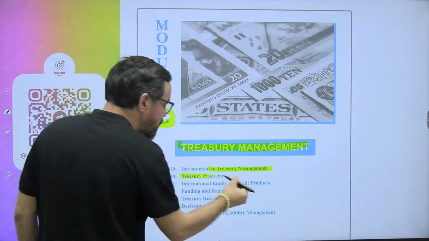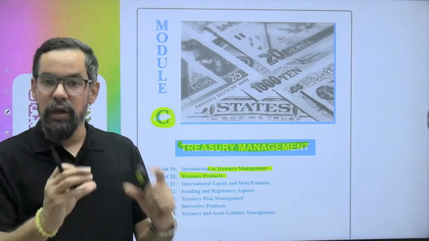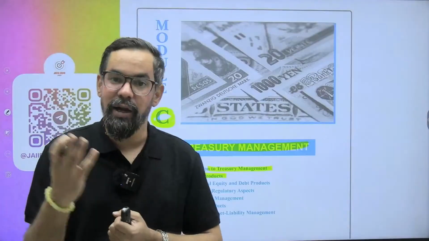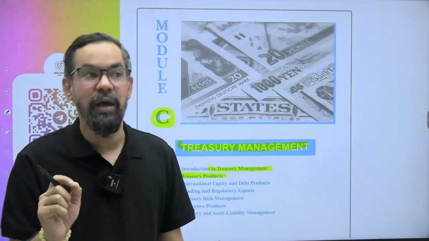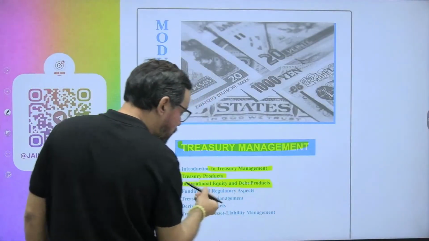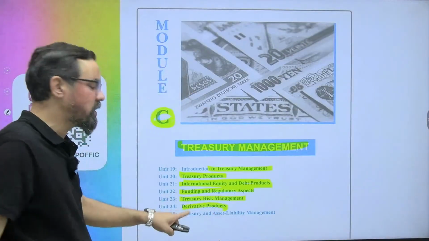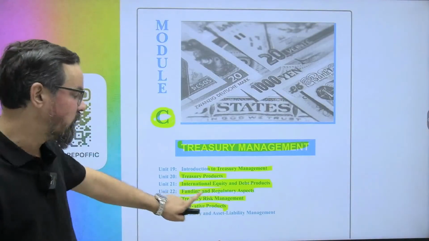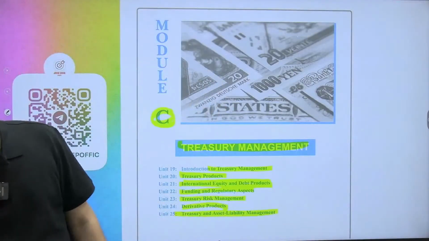Okay. Treasury products. Now when we talk about the integration of treasury, it is integration of the Forex market, money market, and securities market. That means you already know about the money market and its instruments, and in that topic, treasury products are very important. Last year there were so many questions around this particular one. Okay. International equity and debt products. Then we have funding and regulatory aspects, treasury management, derivative products. For this one I have done one video of 1 hour 30 minutes, so just take reference of that. And in detail, treasury asset and liability management is the next one.